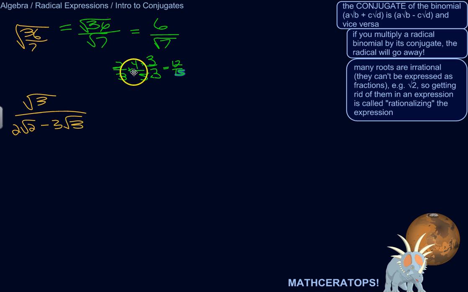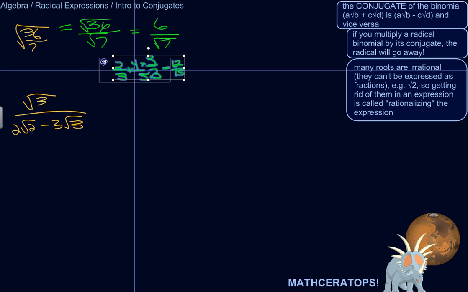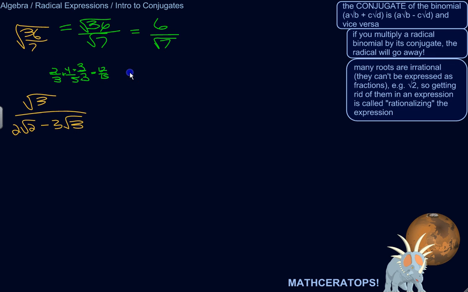Well, this is equivalent. What you can do is you can actually multiply this rational expression by square root of 7 over square root of 7. So this is 1. Can we agree on that? Anything divided by itself is 1. So square root of 7 divided by square root of 7 is 1.